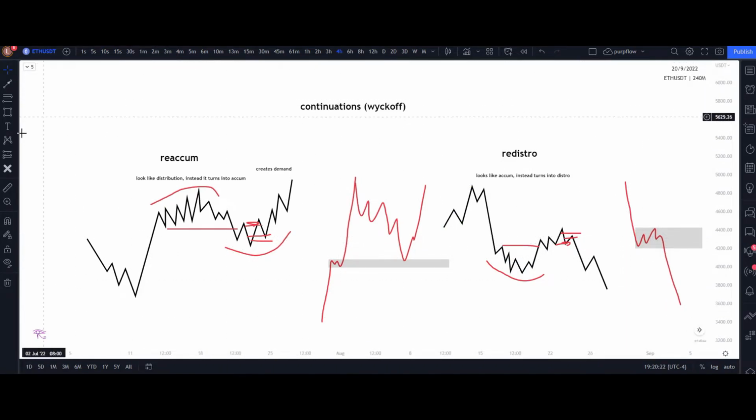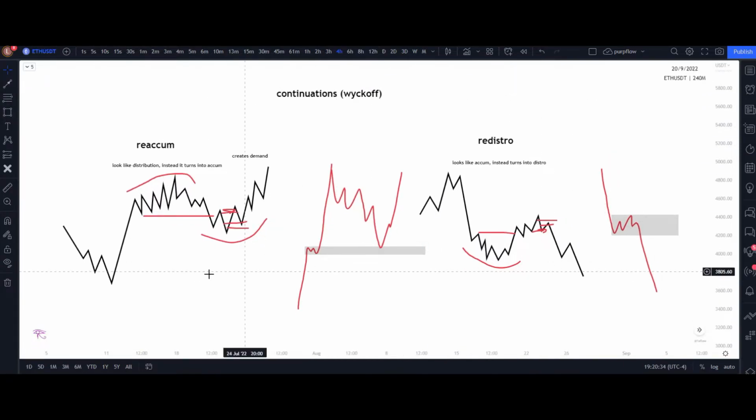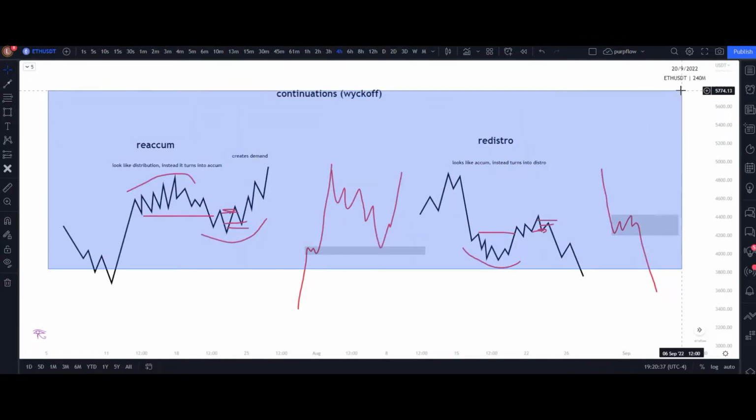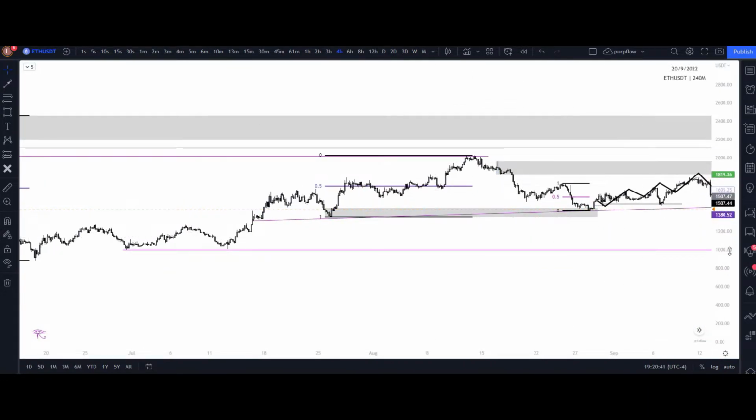So now that we have talked about all of the behavior as far as the continuations go, we understand our reversals, and now we understand our continuations. So let's go ahead and now look at this on a chart. I'm going to go ahead and delete all of this right here, get rid of that, and then let's look at this on a chart.